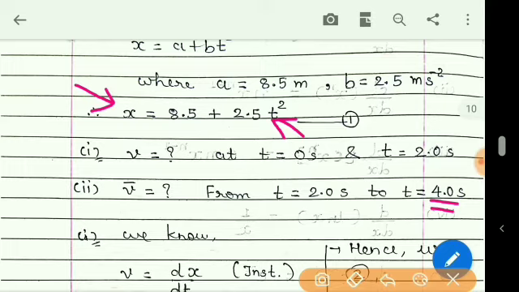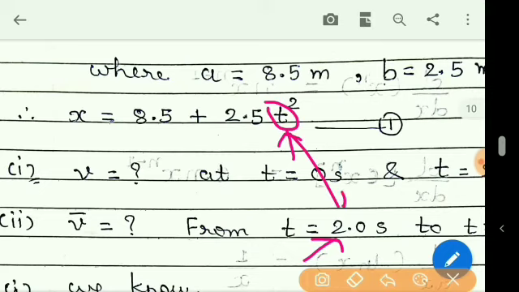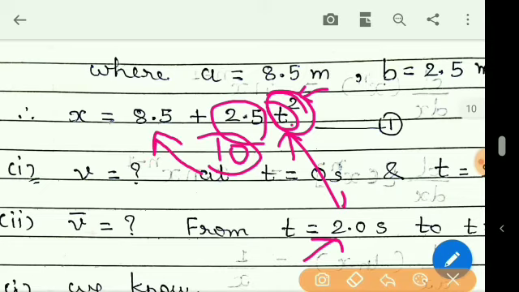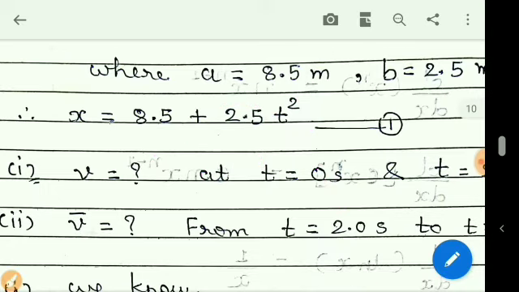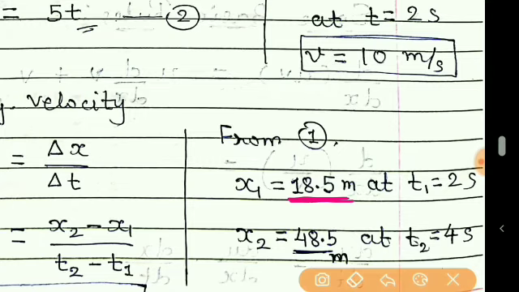So I hope you understood. Let us try. What will happen if we put the initial time, that is 2 seconds, here. Now students, this t is 2 seconds and 2 squared is 4. So this will be 4. 4 into 2.5 will be 10. Take a calculator and do it. So we'll get this 10, and 10 plus 8.5 will be 18.5. That is the initial position x1. It is here. I hope you got it.